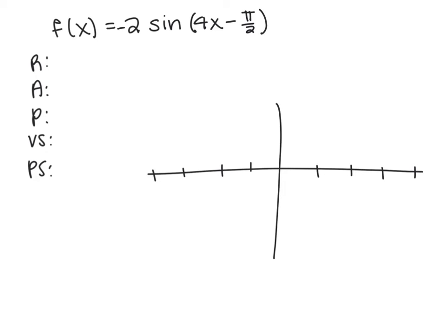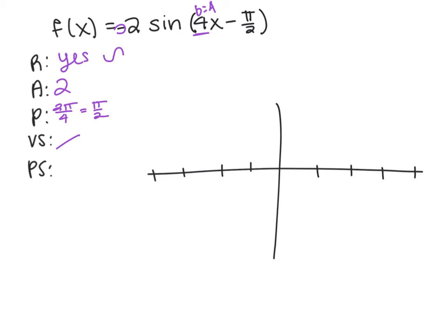So first we need to go through, list all of our transformations. For reflection, there is a negative on this too. So that means yes, there's a reflection. Which means instead of going up first, the graph is going to go down first. Next, our amplitude, the number out front of sine, so we have an amplitude of 2. The next part is the period. This time we do have a b value. B is equal to 4, so our period will be 2 pi divided by 4, and then just reduce that to be pi over 2.